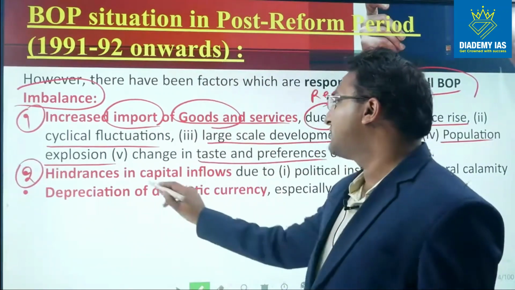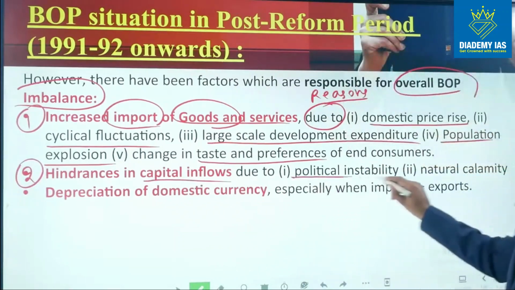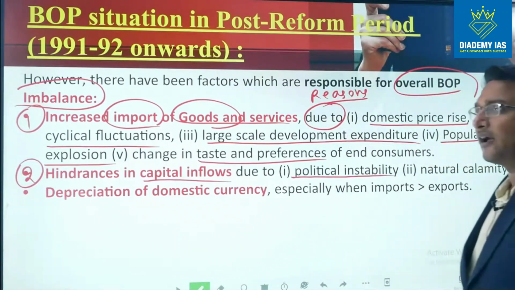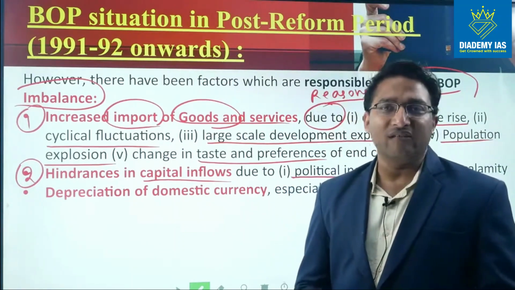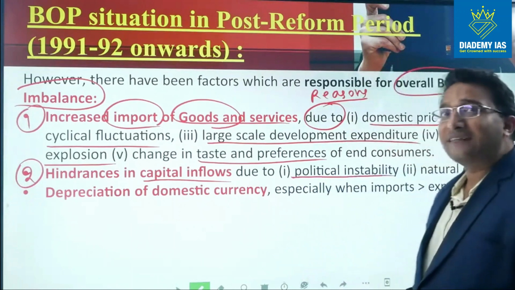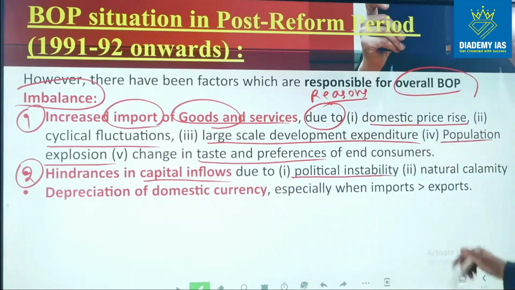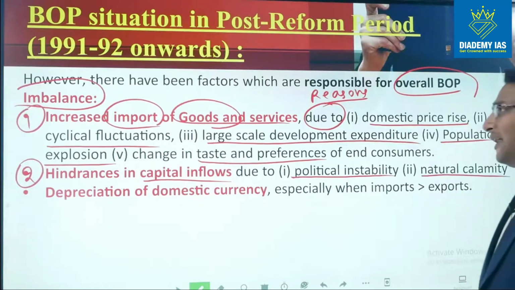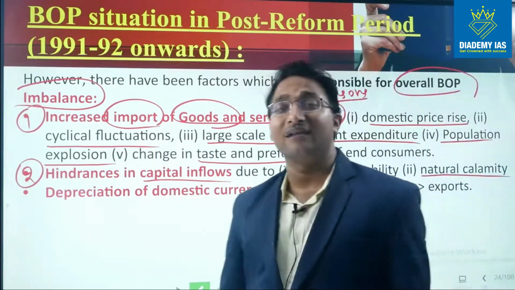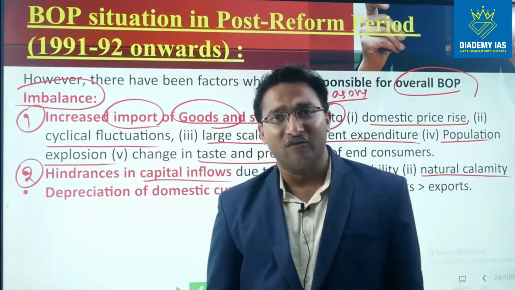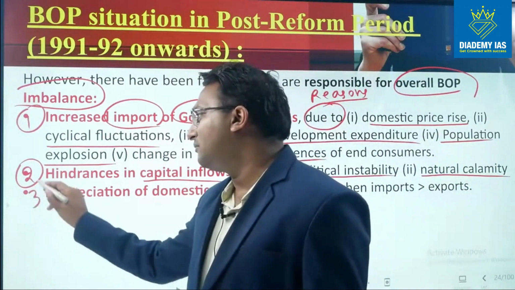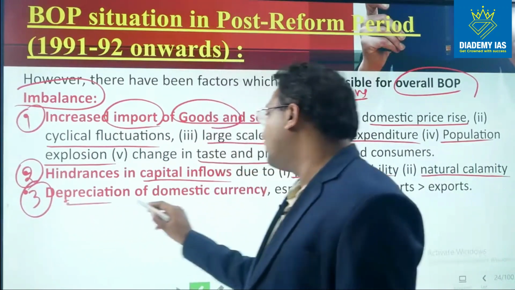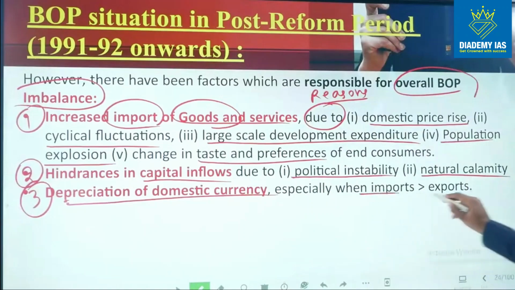Second, hindrances in capital inflows due to political instability. In India, a kind of political instability was seen for a long period of time when there was a coalition government. Because of that, foreign investors were not ready to come into India. And natural calamities: we can see a lot of natural disasters happening in India, be it the Uttarakhand disaster, Mumbai floods, Chennai floods, etc. Because of that also, foreign investors are hesitant to invest in the Indian market. Then we have depreciation of domestic currency. Because of that, imports become cheaper and exports become expensive.